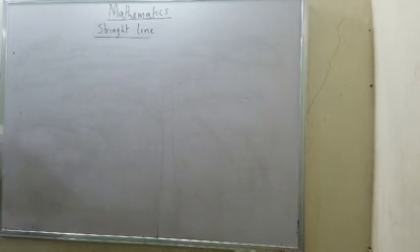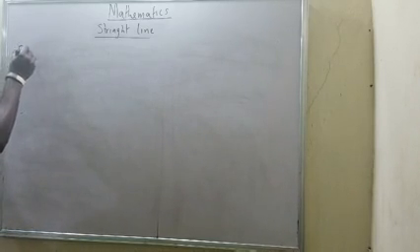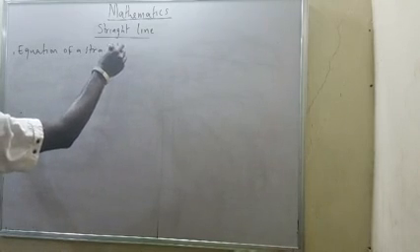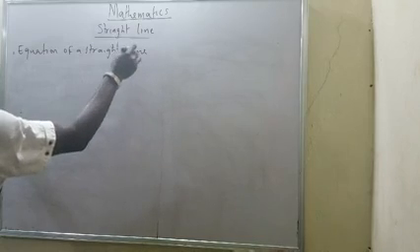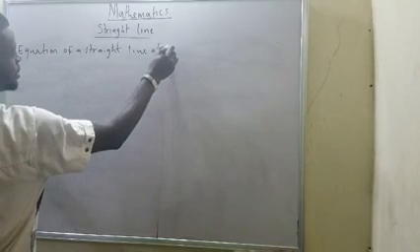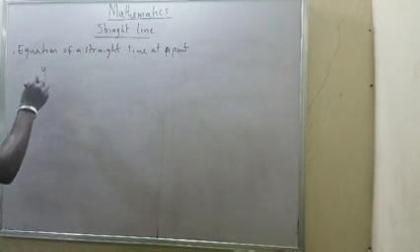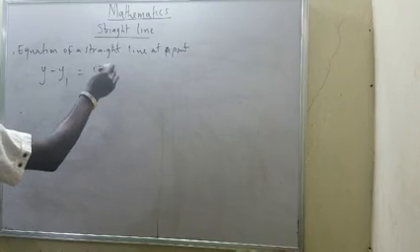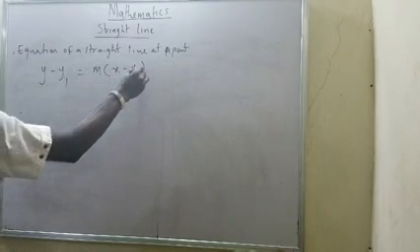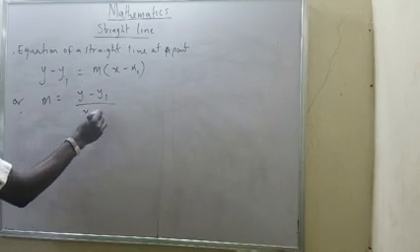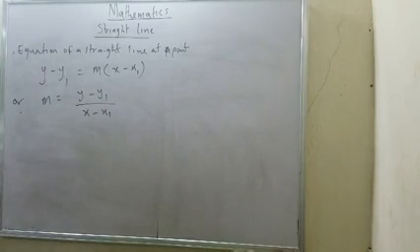Okay, the next outline, we're talking about the equation of a straight line at a point. Now, when it's at a point, I'll be talking about something like this. It will be y minus y1 equals m bracket of x minus x1. Or you do it this way, m equals y minus y1 all over x minus x1. That is what we mean by something being at a point.